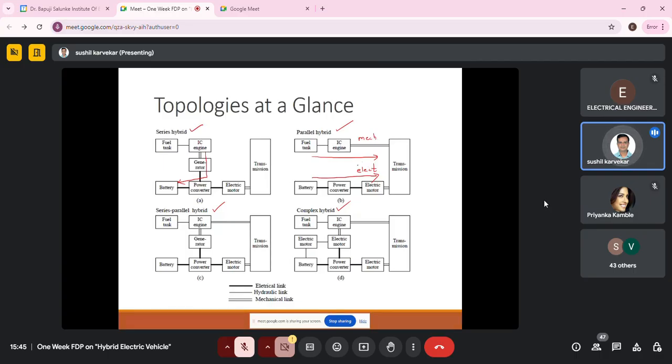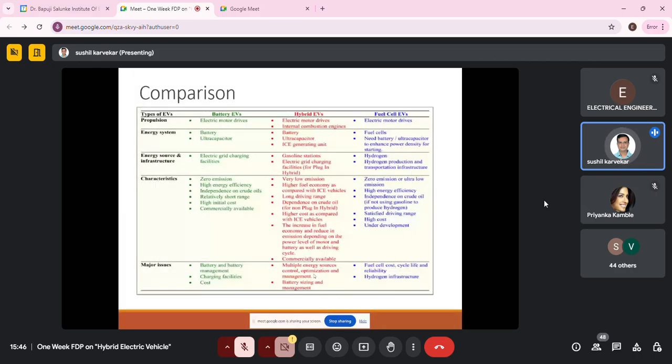If we are speaking about series parallel configuration, then we have a power split device. This power split device can be used to realize a series operation or a parallel operation, any one at a time, obviously. And the last is the complex hybrid, which employs the IC engine based system and the fuel tank system, in addition to the electric components which are shown over here. So this was the first part that I wanted to tell.